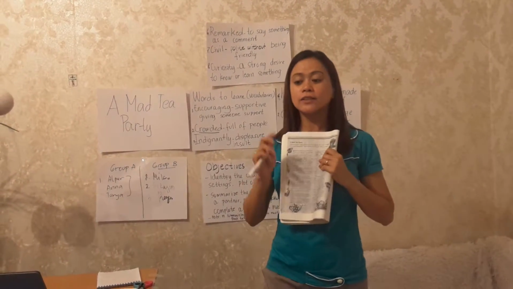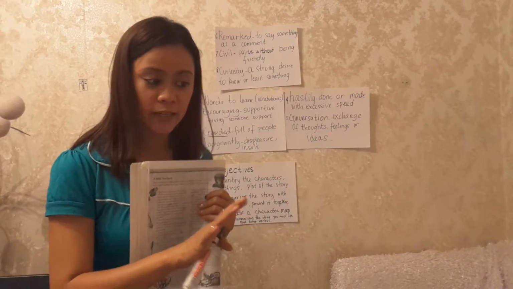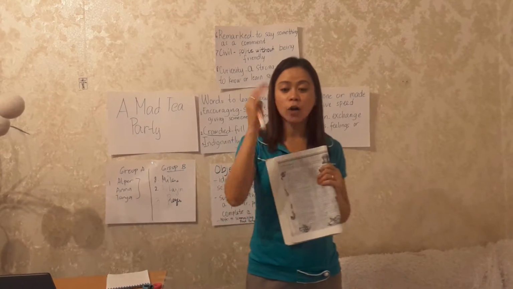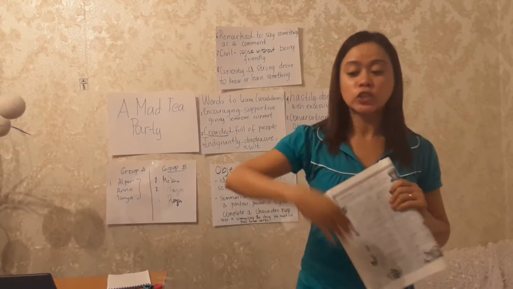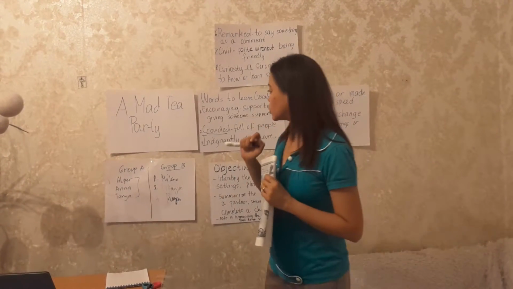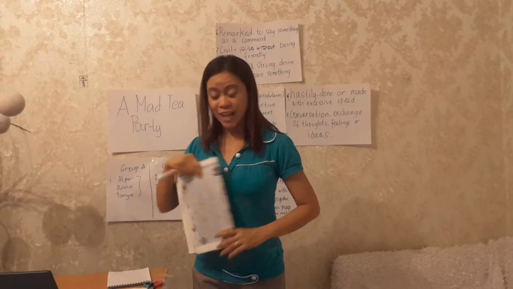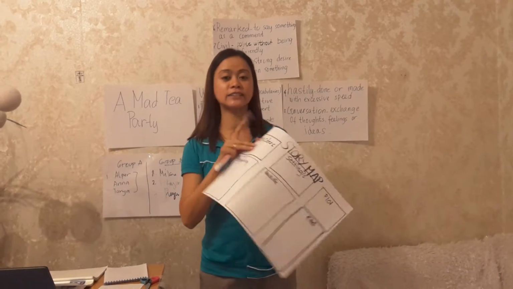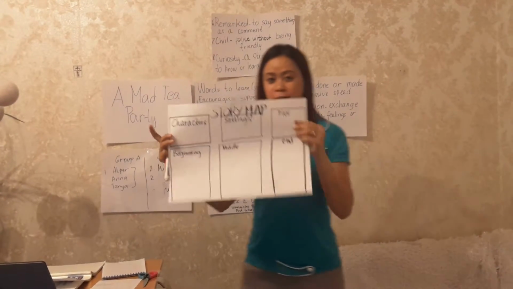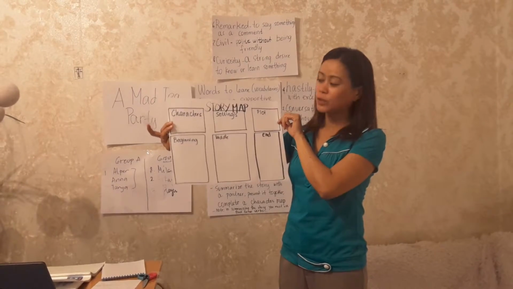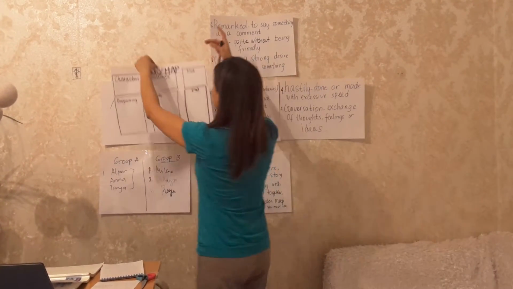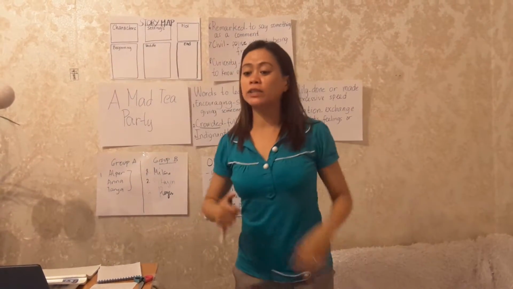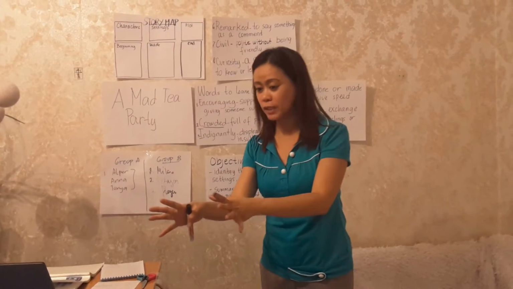So now, you are going to reread the story first. And then after that, you are going to brainstorm. Brainstorming means giving ideas, searching for ideas about the story. And later, you are going to complete a story map. This one. Here, I will give you one for each group. But for now, I want you to reread the story, Group A and Group B.